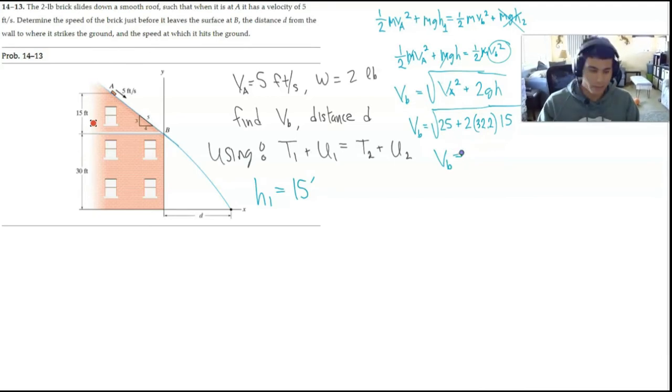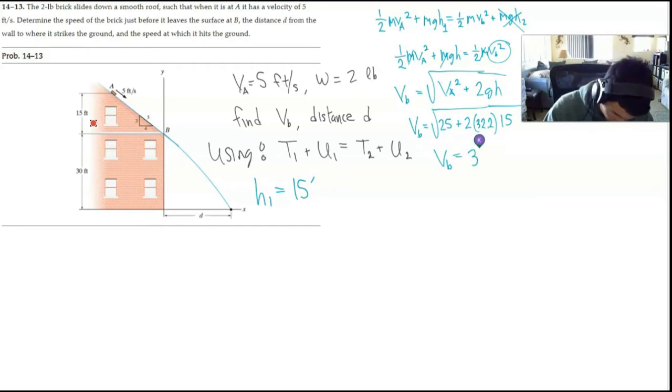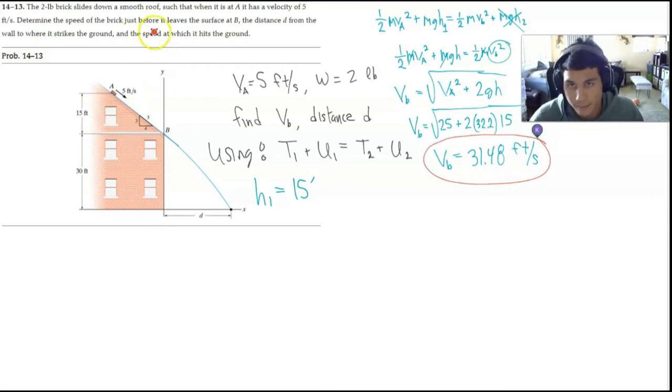And now I gotta find a calculator. Usually I don't use calculators. Yeah, found a calculator. So 2, okay, actually this is 64.4 times 15, damn it, 64.4 times 15 plus 25, square root all that. We get 31.48 feet a second. Okay, this is really nice. I mean, we literally found an answer to the question already.